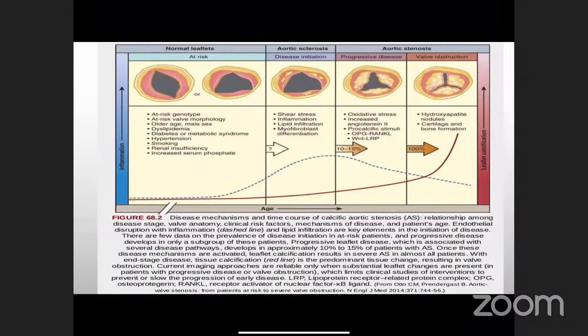age-related, male sex, dyslipidemia, diabetes, metabolic syndrome, hypertension, smoking, renal insufficiency, increased serum phosphate, that's leading to the disease initiation: shear stress, inflammation, lipid infiltration, and fibroblast differentiation, which is eventually leading to progressive disease and causing aortic stenosis by oxidative stress, increased angiotensin 2, and procalcific stimuli of RANKL, and the lipoprotein receptor related protein complex, which is eventually leading to hydroxyapatite nodules and cartilage and bone formation, leading to aortic stenosis.